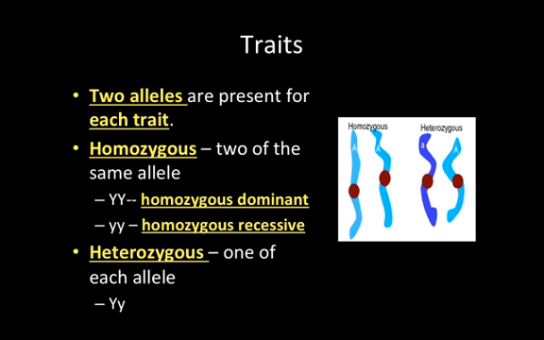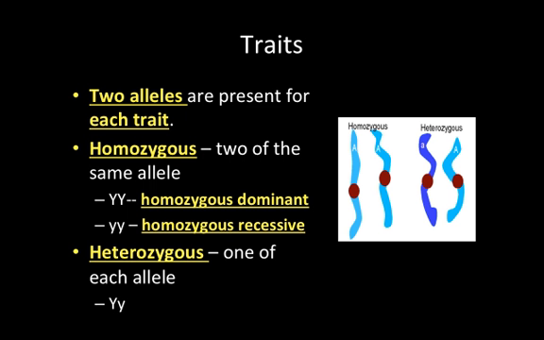Heterozygous, hetero meaning different, would be one of each allele, big Y, little y. So if you think about the trait we last talked about, where big Y is dominant to little y, big Y will be yellow. They'll have yellow pea pods. Little y will be green because it has two green alleles. And big Y, little y will be yellow because the dominant Y masks the recessive. So make sure you know these terms because they appear often in our genetics problems: homozygous dominant, homozygous recessive, and heterozygous.